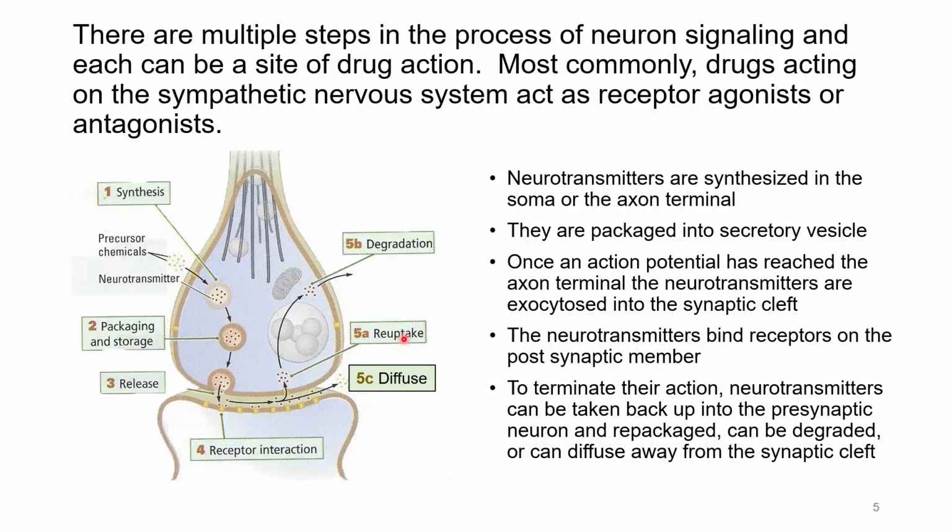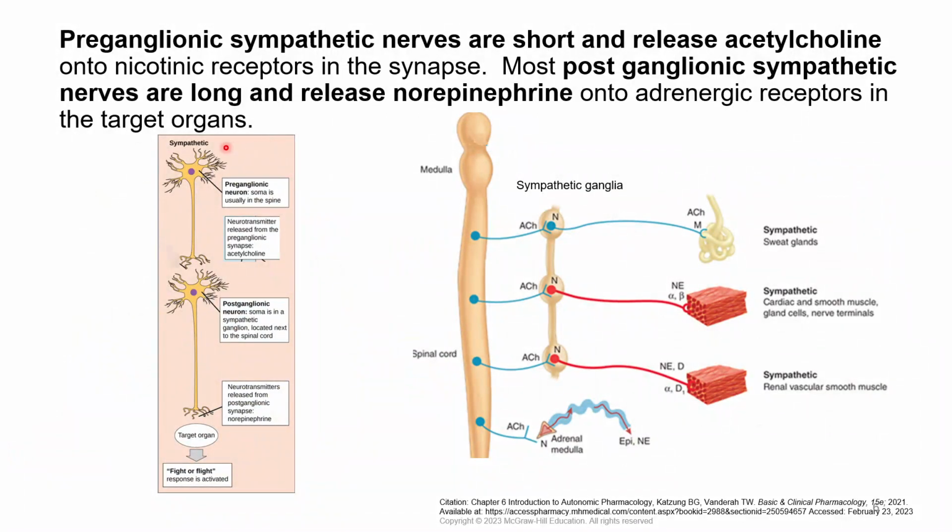So let's say this here is an axon from a sympathetic nerve that's coming out of the spinal cord and synapsing with a sympathetic postganglionic neuron that is present in the spinal ganglia. Preganglionic sympathetic nerves tend to be very short. They're going to release acetylcholine onto nicotinic receptors. You'll see that nicotinic receptor abbreviated here with an N. The acetylcholine here is abbreviated with ACH.